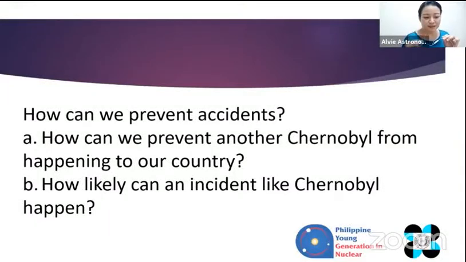Yung po, talagang ibang-iba po ang design ng Chernobyl. Halos wala siyang masyadong safety system. Kung meron po mga bagong itatayong plants, siguraduhin po na ina-apply po yung safety functions at yung nabanggit po kanina na defense in depth. Meron pong layers ng defenses to prevent accidents. So yung sa second question po, how likely? It's very unlikely po na an incident like Chernobyl can happen in the Philippines.